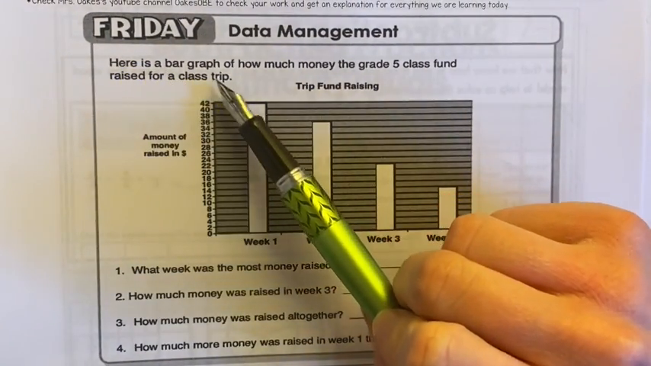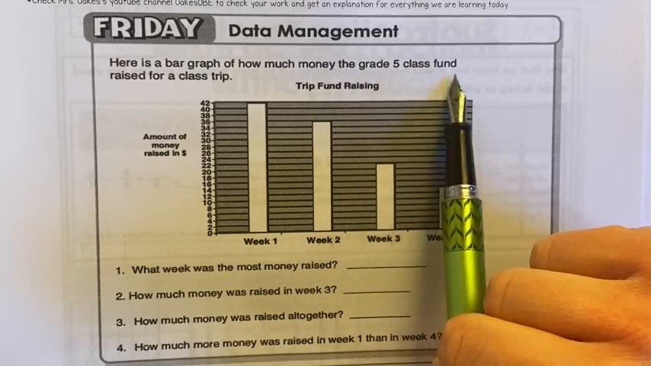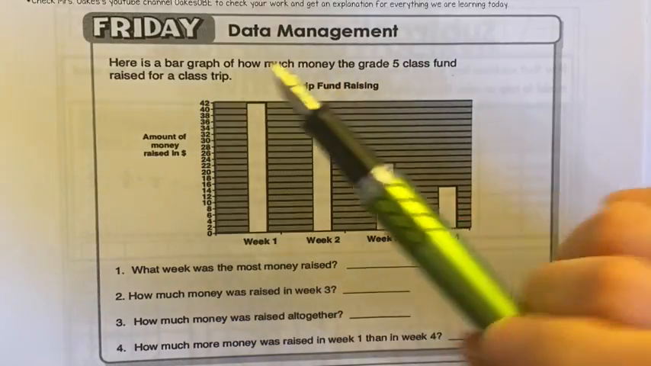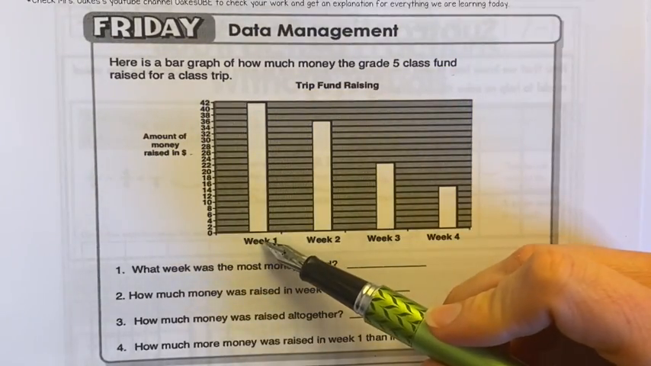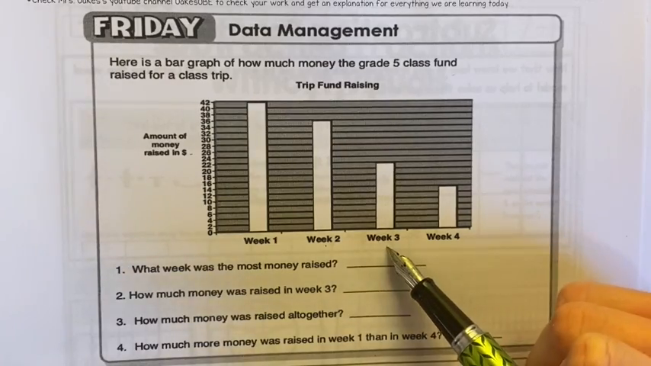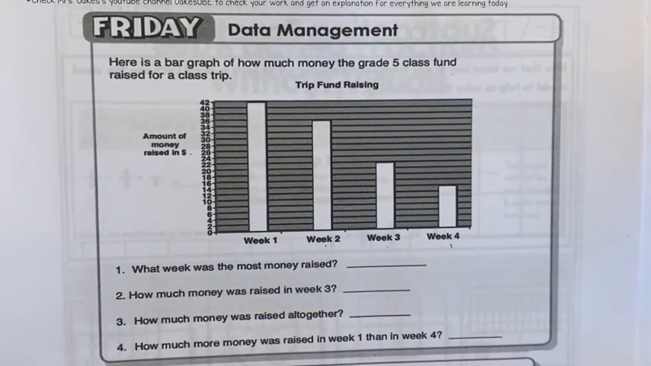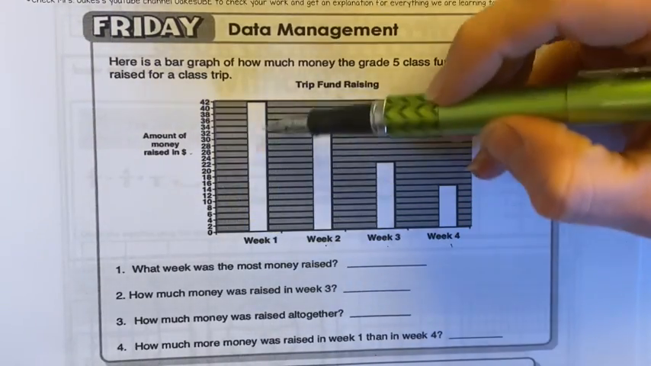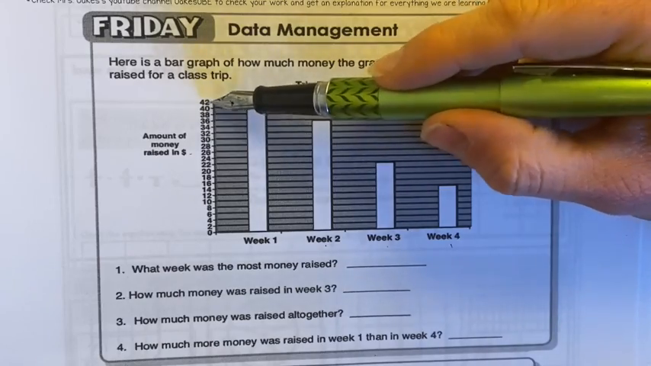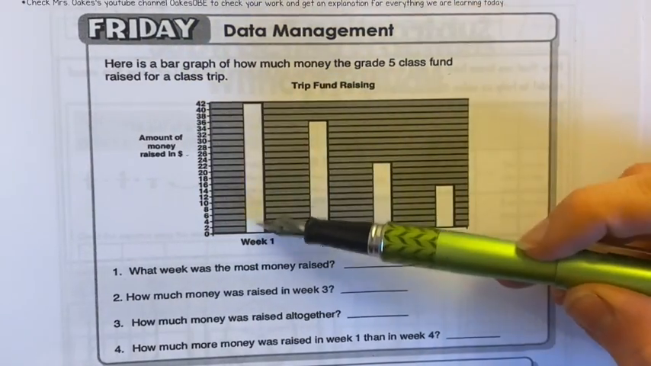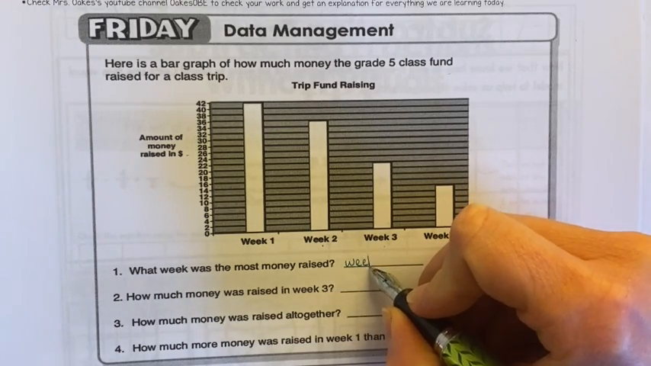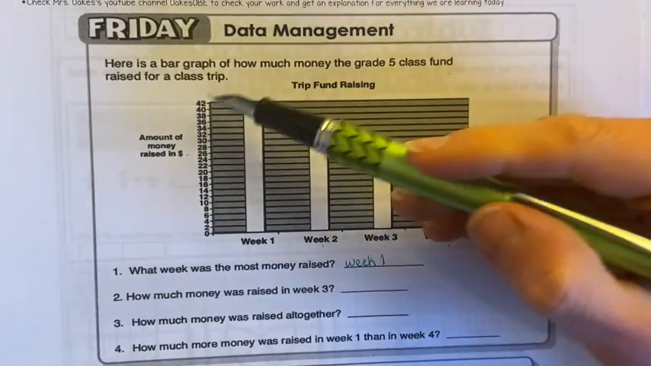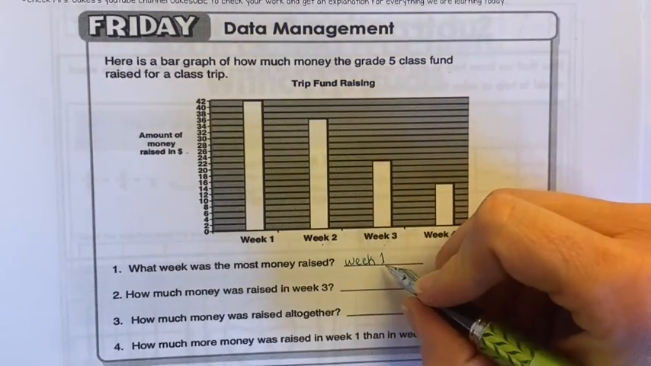Okay, here is a bar graph of how much money the grade 5 class raised for a class trip. So here's the trip fundraising, amount of money raised in dollars, week 1, week 2, week 3, week 4. All right, so what week was the most money raised? Well, with a bar graph, the tallest bar means it's the highest amount. The amounts are along the side. So week 1 was the week where the most money was raised because there was $42 raised in week 1.